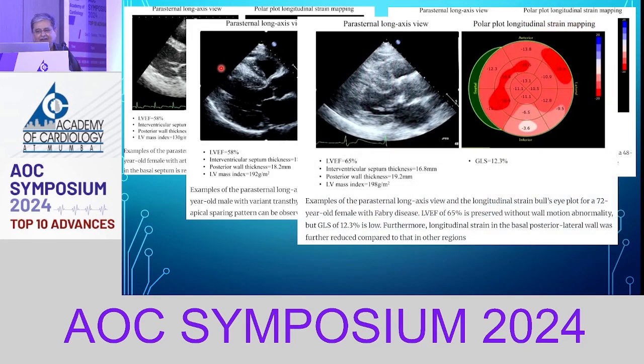This is another case which I don't think I have ever seen. This is Anderson-Fabry disease, which is an infiltrative disease, which has specific involvement in the posterobasal region. So the GLS is reduced and you have specific reduction in the posterobasal region. This is specific for Anderson-Fabry disease.